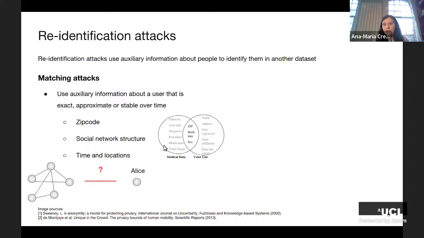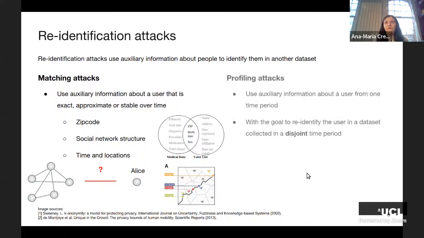Social network structure has been used. For instance, attacks have tried to identify a node in a graph based on the number of friends of the node and the number of friends of the friends. Also, time and location have been used: 4 points of precise information about a user were shown to be enough to identify them in a large-scale data set. Like 95% of more than 1 million people could be uniquely identified based on 4 exact random points.